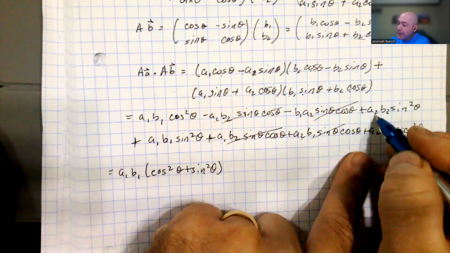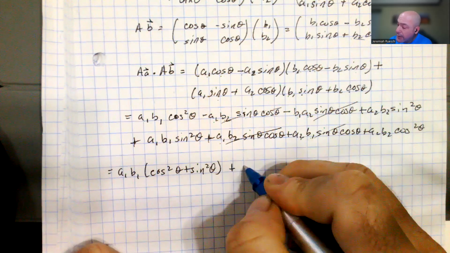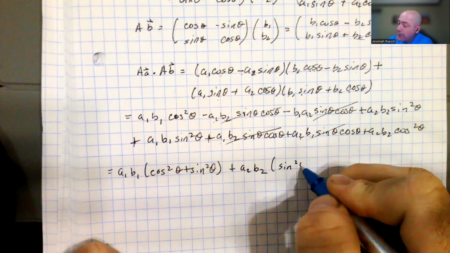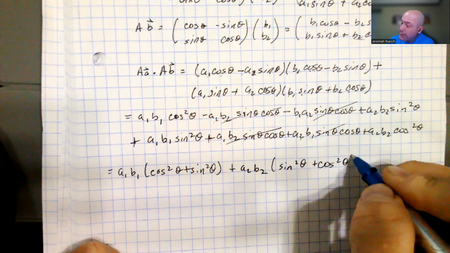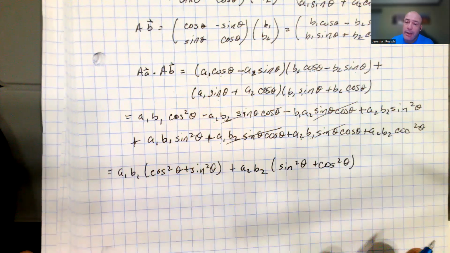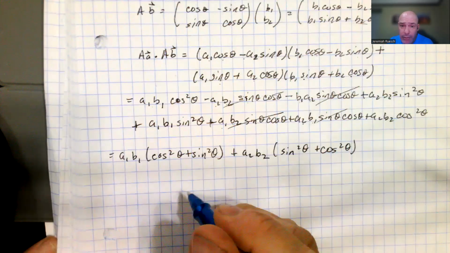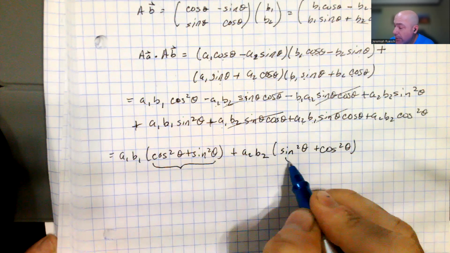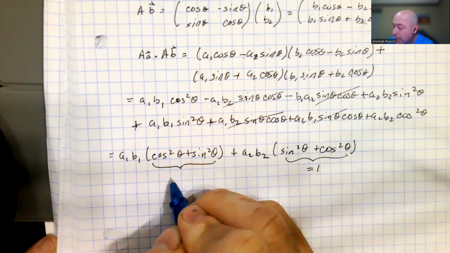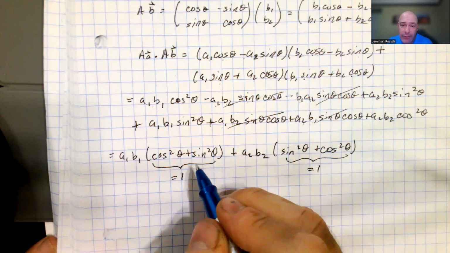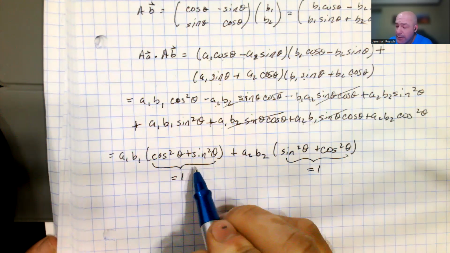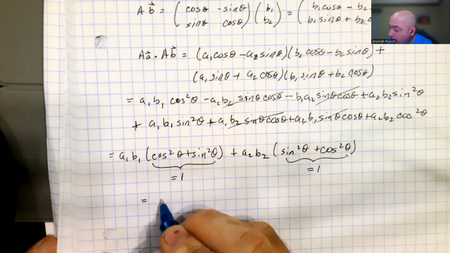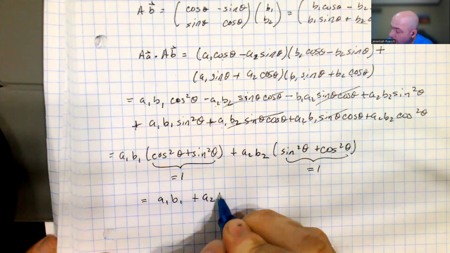And then I'm left with an A2 B2. Factor it out: A2 B2 times sine squared theta plus cosine squared theta. Now, a well-known trigonometric relationship is the Pythagorean relationship. Both of these actually equal 1. Sine squared plus cosine squared, or cosine squared plus sine squared, either way, that's a Pythagorean identity for trig, and those both equal 1. So if I allow those to equal 1, then I have A1 B1 plus A2 B2.